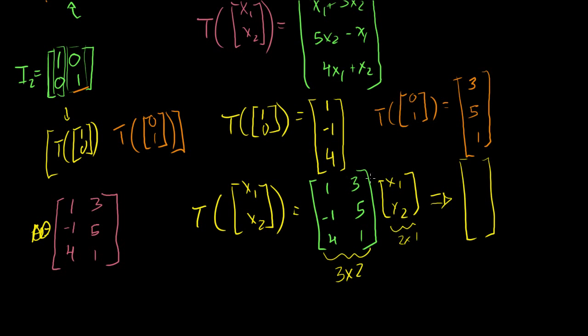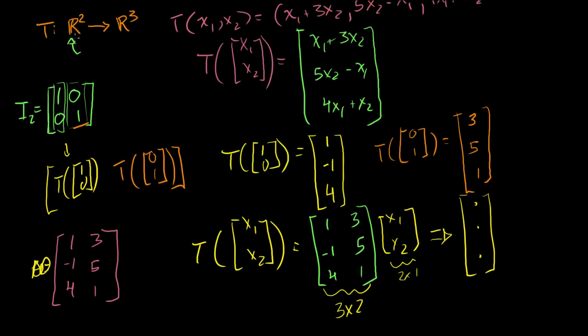Because these guys times that guy is going to be the first term, these guys times those guys the second term, and these guys times those guys the third term. So by creating this 3 by 2 matrix, we have actually created a mapping from R2 to R3. Anyway, for some reason, I find this to be especially neat. Hopefully, at least you find this somewhat instructive.